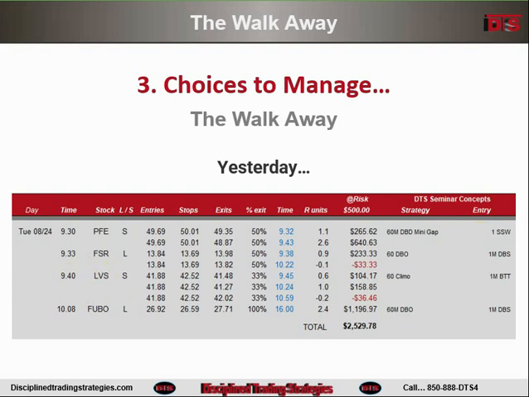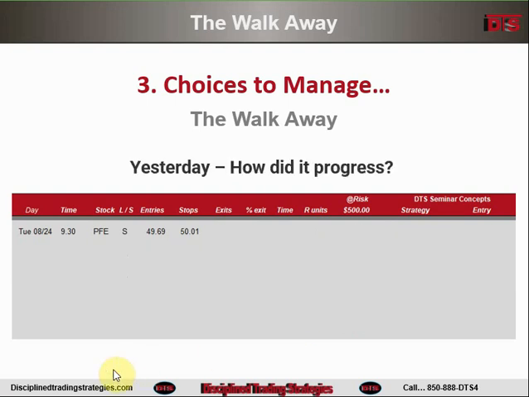Sometimes it's the whole day. But let me walk you through exactly how this happened, the thought process. That's the total, so that's the end of the day. But let me go through this here. So 9:30, boom, my favorite trade is PFE. You guys following me here? I'm going to walk you through the mental process to set up the walkaway day, okay?